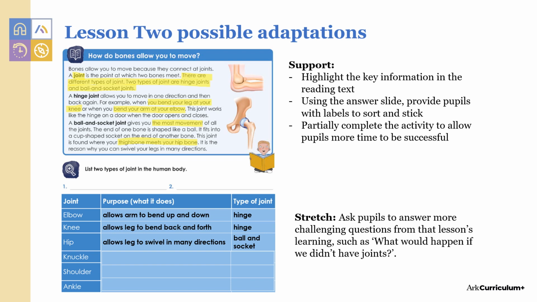To stretch pupils, you could ask them a challenging question such as, what would happen if we didn't have joints? This could be answered in a discussion or as a written task. Don't forget, all the adaptation I'm showing you here can be done through the ebook, which then could be copied onto a Word or Publisher document, adapted, printed out, and stuck on top of the lesson.